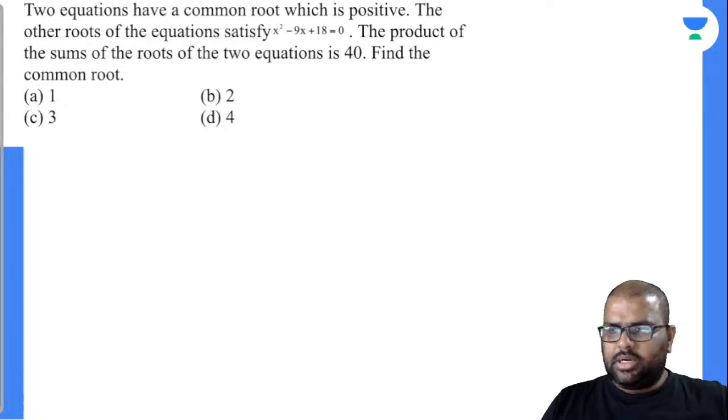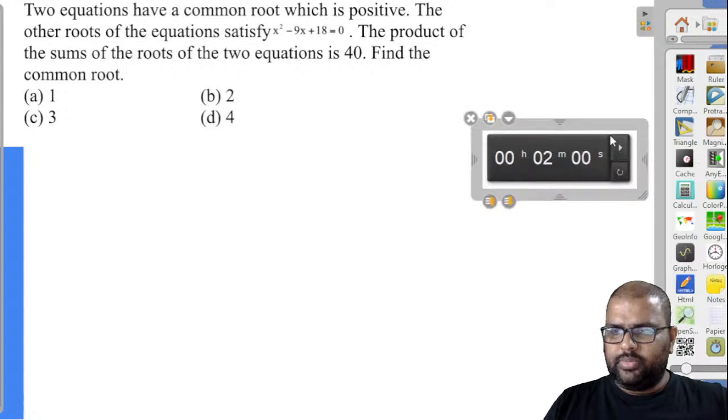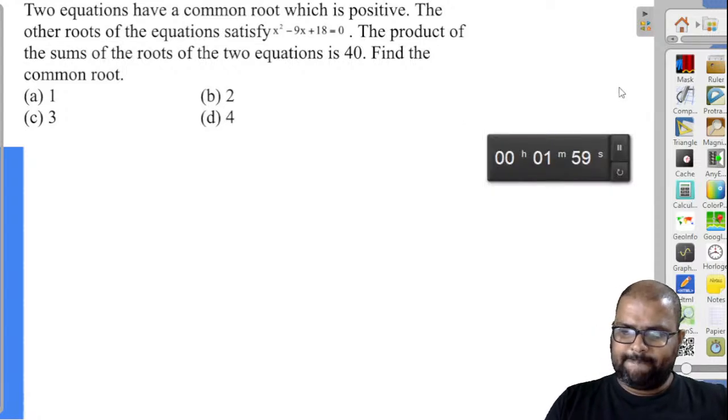So, try this question here. See how many can solve this. Easy questions.